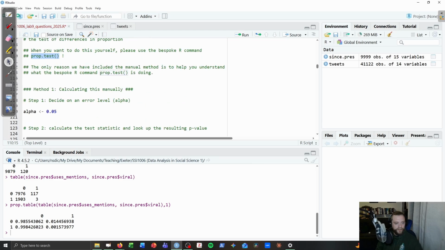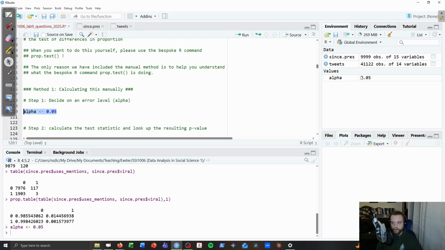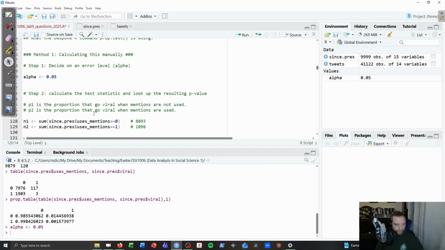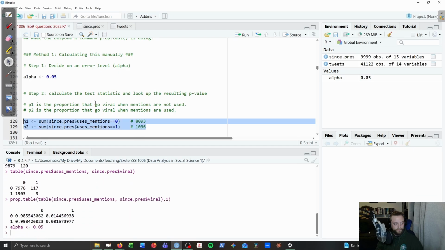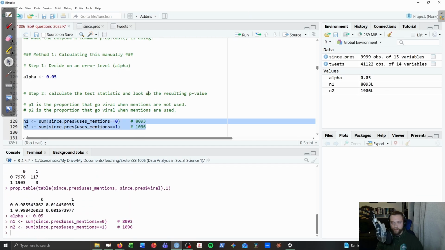Now, this next section takes you through how we would do this manually. Firstly, we're going to decide on our error level, and we're going to choose 5% for our error level. We'd call this our alpha. And then we go through a series of calculations. The first 2 things we need are the total n of using mentions and not using mentions, which is just what we saw in our table here. We're going to call those n1 and n2.